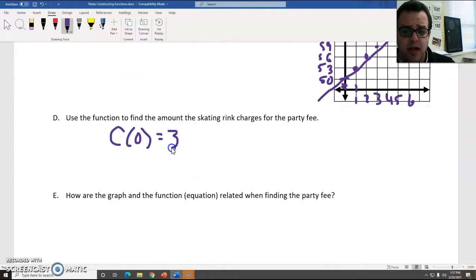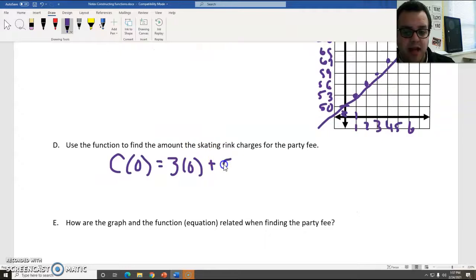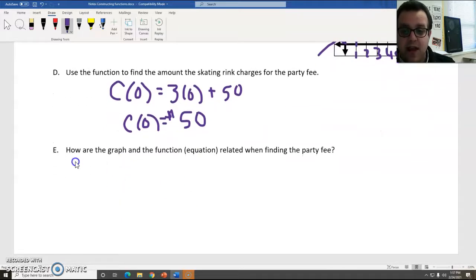So 3 times 0 plus 50. Let's see what that gives me. Well, 3 times 0 is 0, plus 50 is going to be 50. So when I have no guests come, the cost is going to be $50. Okay? And then how are the graph and the function and the equation related when finding the party fee?